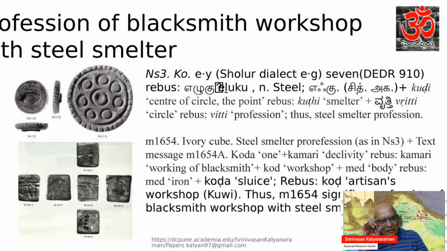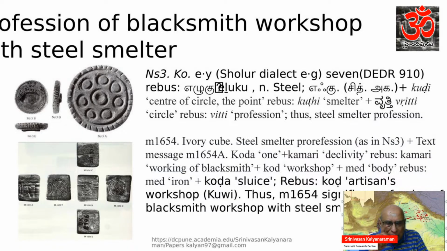Now look at this. Standardizing the graphic symbol of a dotted circle, a dot circumscribed by a circle, is a profession of a blacksmith workshop, of a steel smelter. Kota, closer direct is 7. Rebus is Erugu, steel, Yakku, steel. Kudi is center of circle, Kuti is smelter. Vritti is circle, Vitti is profession. Thus, steel smelter profession.